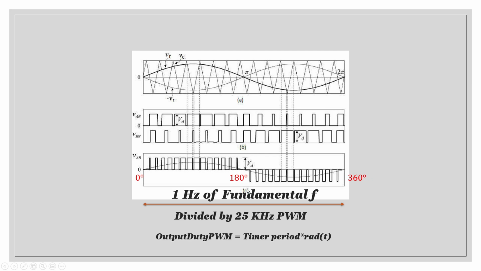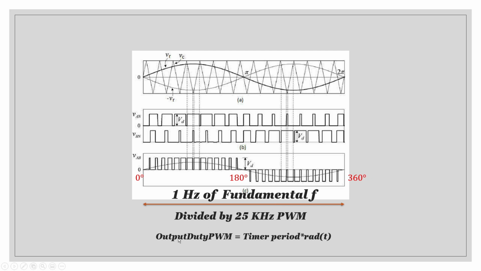So for half of the cycle, the maximum point will be 1, and then for the other half cycle, the most minimum point will be -1. So from 1 Hertz, by using 25 kilohertz PWM, it's like dividing 1 Hertz by 25 kilohertz to generate each time the pulse width modulation with different duty cycle.